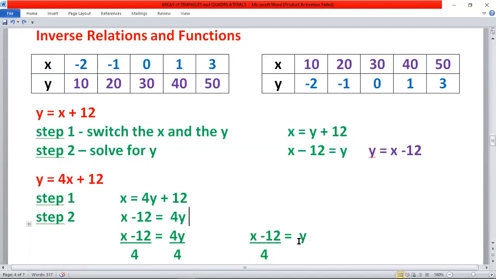You can actually write y is equal to x minus 12 over 4, or we can simplify this, because the 12 can be divided by 4, becomes 3, but x is just with 1 here, so it's an x over 4 or 1/4. So in writing, the function is y is equal to 1/4 x minus 3. The inverse of y is equal to 4x plus 12 is y is equal to 1/4 x minus 3.